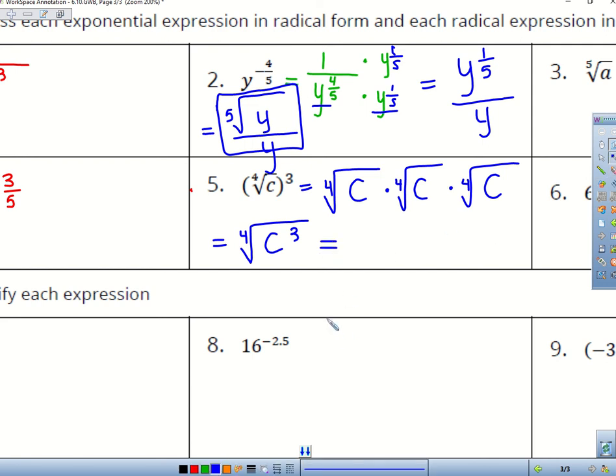So now we can convert it into an exponent. So this is going to be c to the what? 3 over 4? Good.